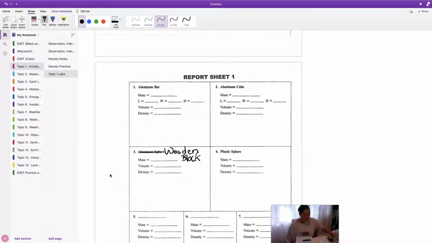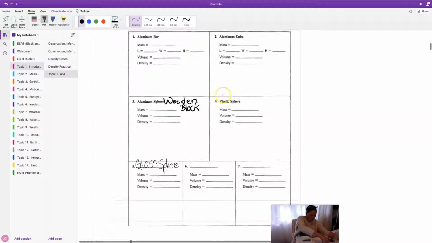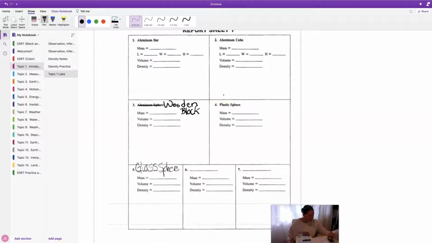See if I can make this a bit smaller. Hang on one moment, so I can write in the lines a little bit neater. So this is going to be your glass sphere, G-L-A-S-S sphere, otherwise known as a marble. Your next one is going to be your clay sphere. So we are going to put that in as number 6. This is just a piece of clay. You'll see it in person in a second when I put it up on the screen.